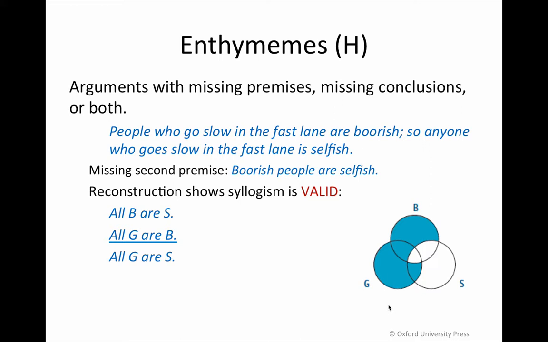If all people who go slow in the fast lane are boorish, and it follows, therefore, that everybody who goes slow in the fast lane is selfish, that means that all boorish people are selfish is the major premise. You'll notice that this argument satisfies all 6 rules, and when you diagram the premises, all B are S, all G are B, the conclusion appears. That is, whatever G's there are, they're all dumped into the S class.